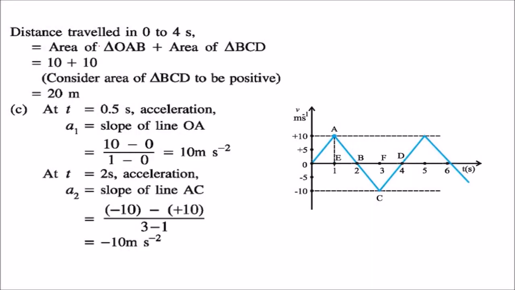But in order to find out the distance, we will take this area as positive and this area also as positive. That is, we just computed this to be 10, this to be 10. So 10 plus 10 is 20.